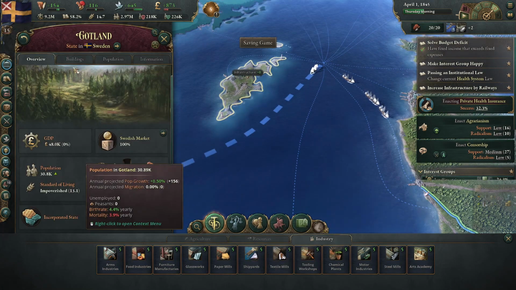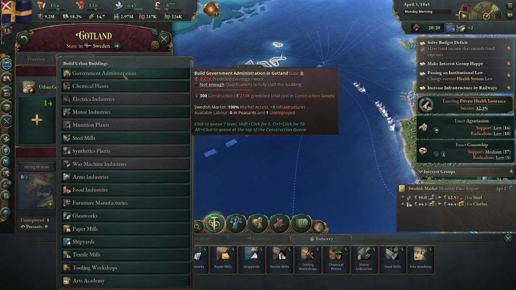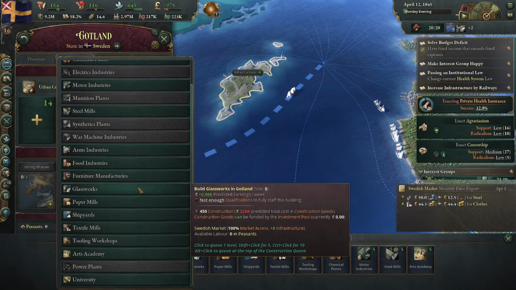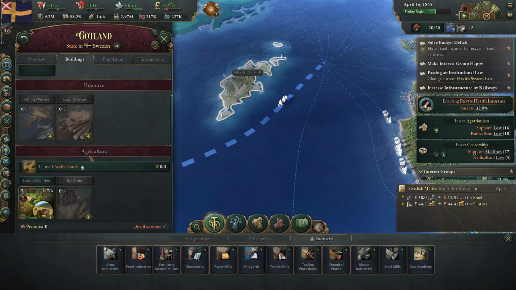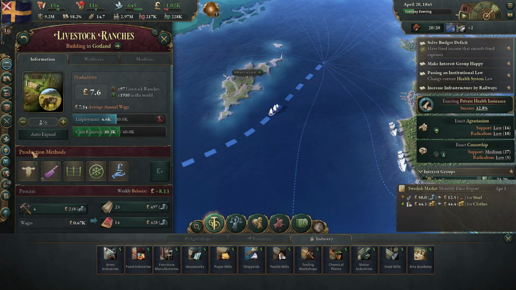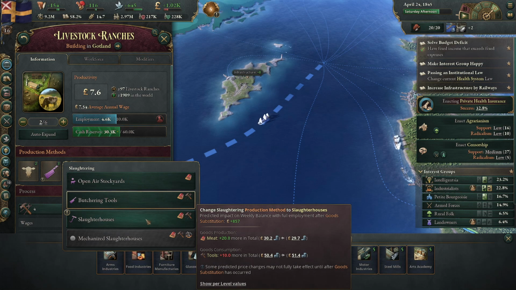Right, the population is growing here. Just wonder, is it going to be worth putting government administration in? Available labour and peasants? 0 peasants. See, there's no labour here. Best we can do is put in, we could put a fishing wharf in. We still don't have enough workforce here. Slaughterhouse.